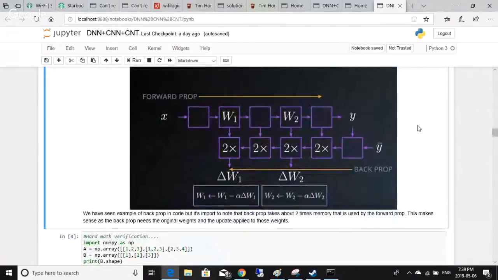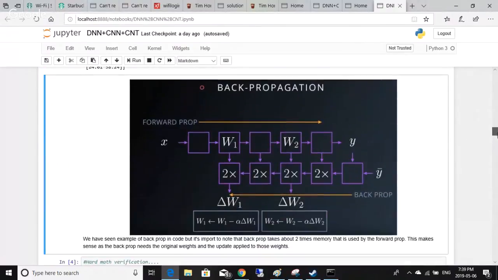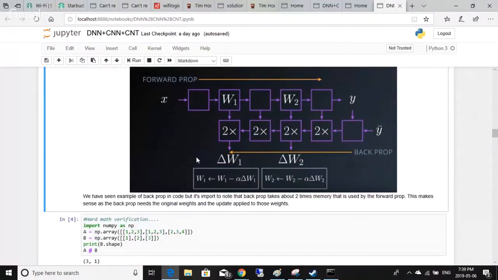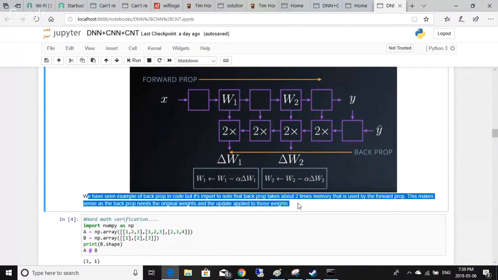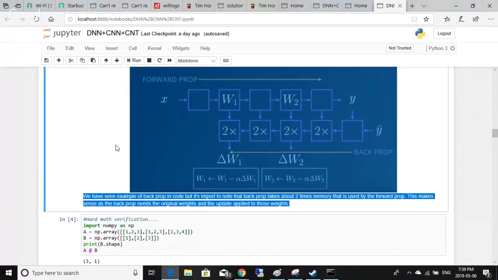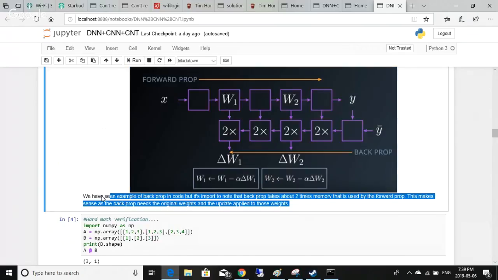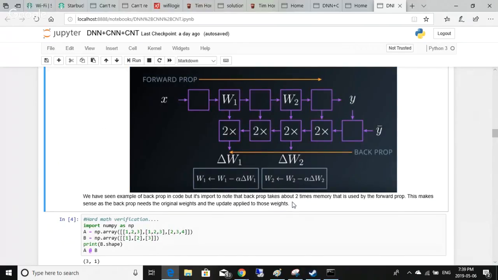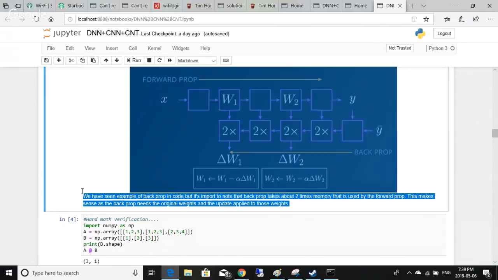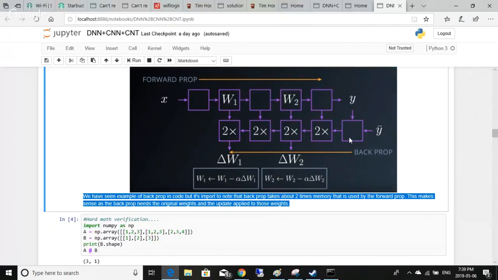And there's a picture of backpropagation. We have already seen it in code before, but something to note is that it takes full time memory for the backprop to happen. With this, you can somewhat estimate the memory requirements of your network.